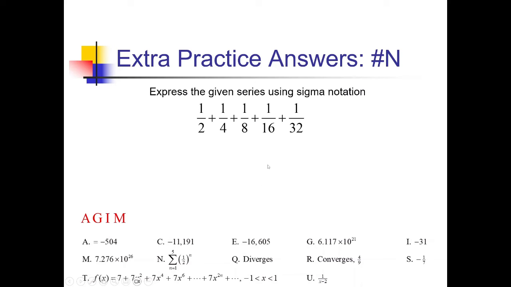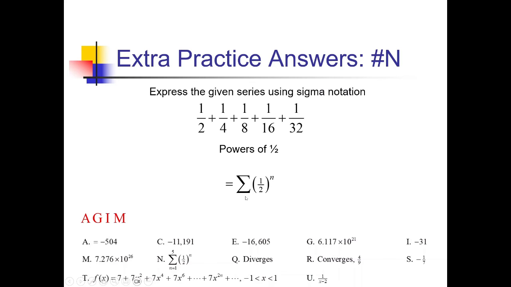On this next problem, we're trying to rewrite this series using sigma notation. So let me do my sigma symbol. And before I do that, let me see the pattern, because that'll help me write the summand for this. So 1/2, 1/4, 1/8, and so on and so forth. It looks like these are all powers of 1/2. They're all 1/2 to some exponent. So I can write this as sigma of, we'll say, 1/2 to the n power.